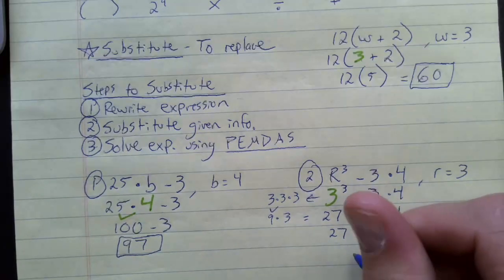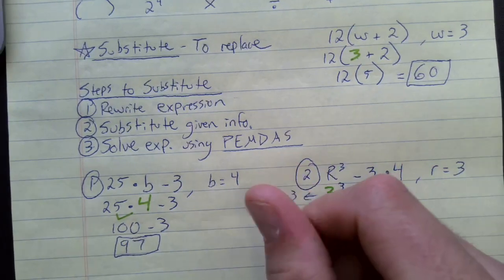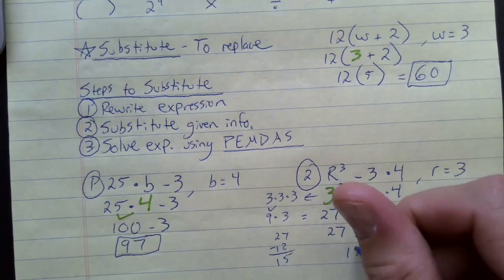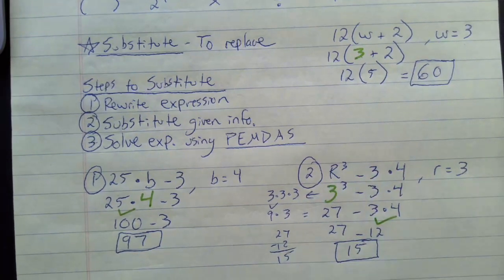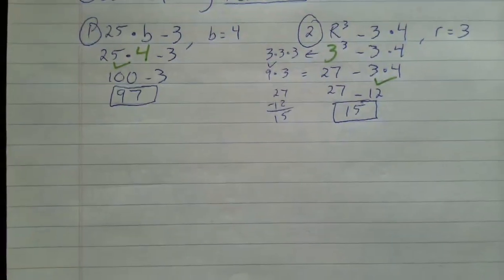Well, we know 27 minus 12 gives you, just work it out off to the side so you are always correct, 15. 15 is your answer. That's it. Let's see another one.